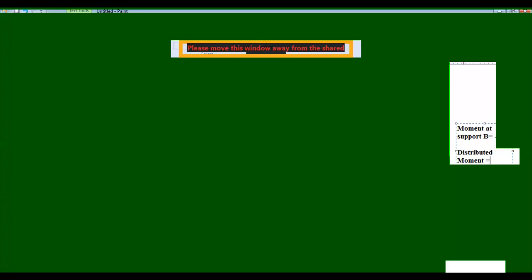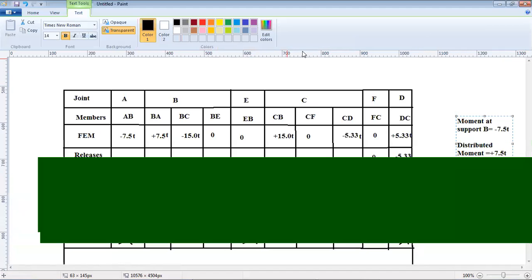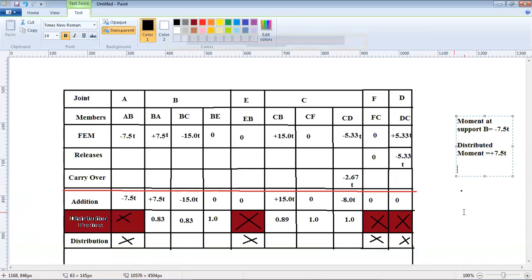So the distributed moment would be plus 7.5 T, the opposite sign of it. Now, in what ratio do we distribute it? For BA, it will be distributed in the ratio of, yes, anybody? We'll restart the session.